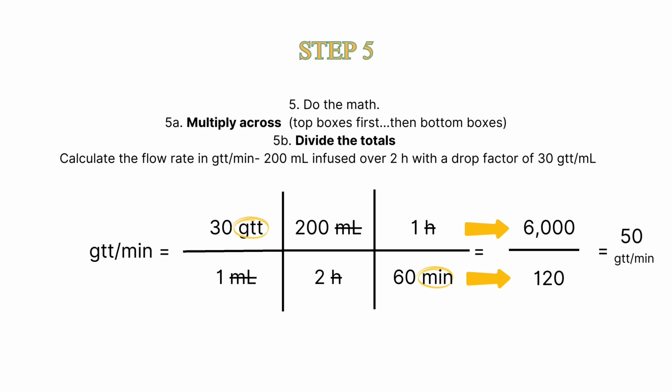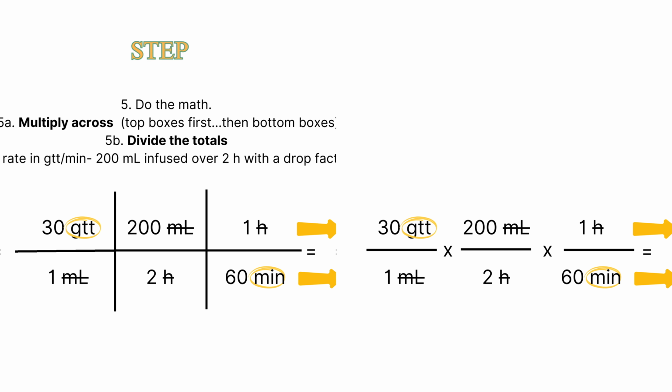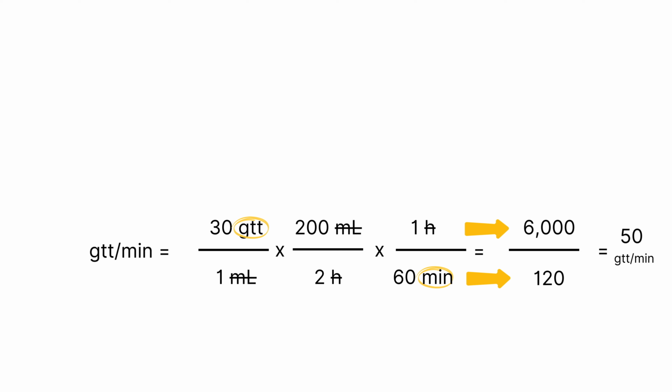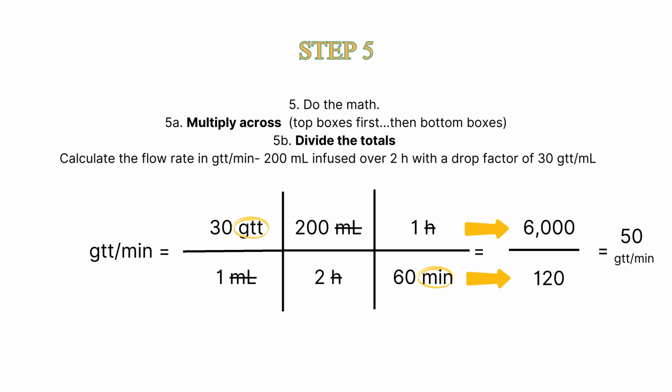I just want to note that if the boxes are foreign to you, it's literally the exact same as multiplication and division. I have that example here. If you want to do it the traditional way, that's fine. If you want to use the boxes, that's okay as well. It's the exact same whether you use the boxes or the traditional method of setting up the problem.